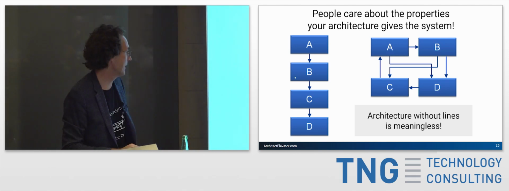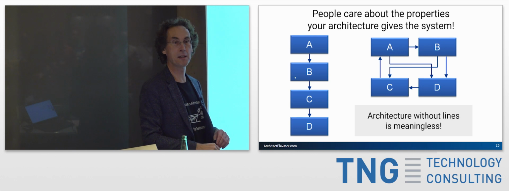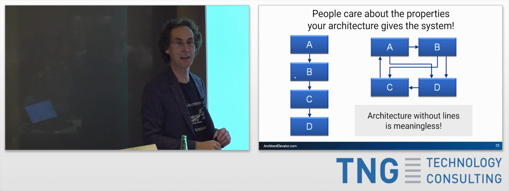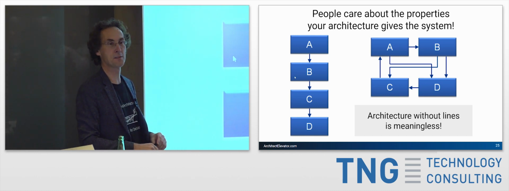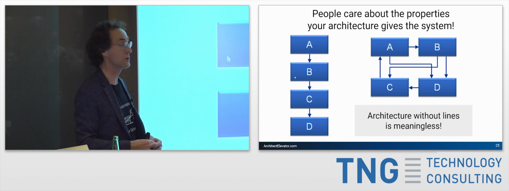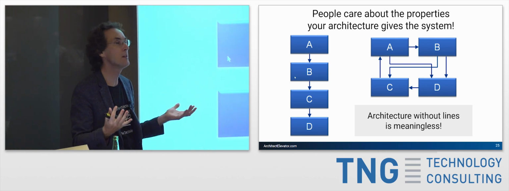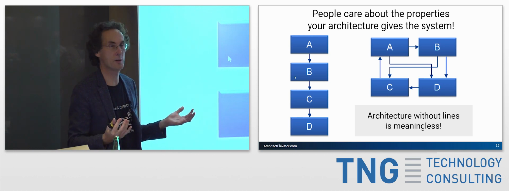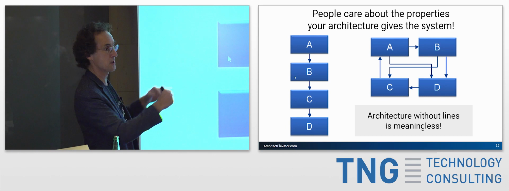And the one insight is architecture without lines is meaningless. So if somebody brings you an architecture picture and it doesn't have any lines, you can say, hey, Gregor told me, without lines, this is not any useful. So I'll invite everybody to give that challenge to the architects you have. If there's a picture without lines, it shows the ingredients, but it doesn't show how it's put together. And unless you show how it's put together, you don't know what the system behavior is.